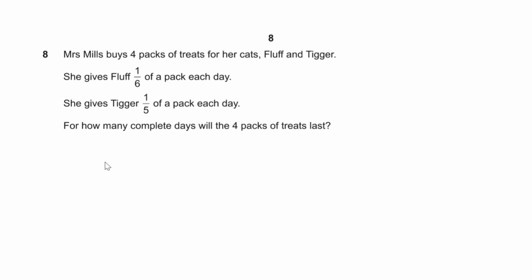Well, what we can do to begin with is find out each day. So each day, we're giving 1/6 of a pack to Fluff, and we're giving 1/5 of a pack to Tigger. So each day we are giving in total 1/6 plus 1/5.